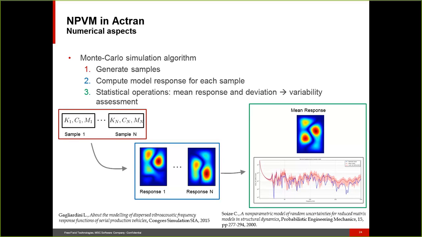The results of this method are of 2 kinds. You can access the mean response over the samples. This mean value will be different from the nominal response obtained without using the NPVM method. But you can also access the confidence interval of the results, allowing you to assess the robustness of the model. Because we are using a Monte Carlo process, the cost of the computation is significantly reduced. This method has been under development by universities for 15 years and has been applied to industrial applications by Mr. Gagliardini at PSA.